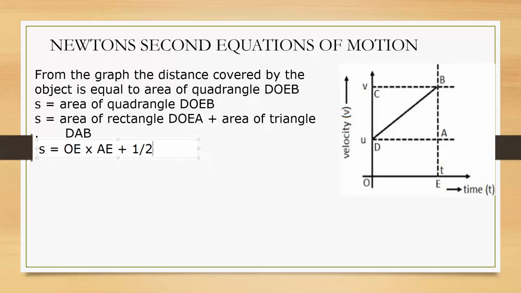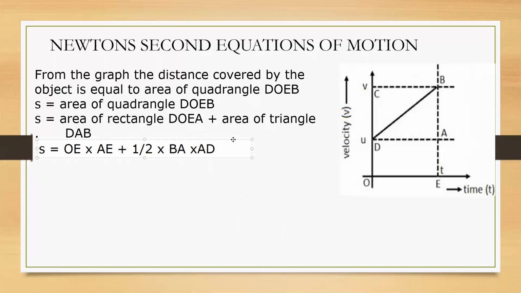That is, half into base. Base is from the graph, base is BA and height is AD. So we can write BA into AD, where AD is the height.